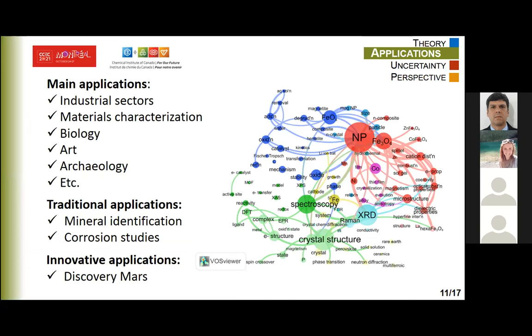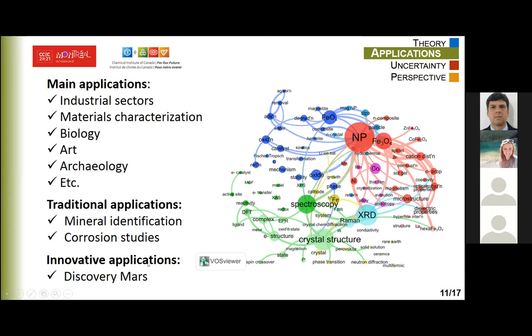Passing to the applications, it's clear that this technique finds application in particular in the characterization of materials containing magnetic cores, in particular magnetic nanoparticles. It is generally coupled with other types of spectroscopy, in particular XRD, Raman, and so on. It is particularly useful for the definition of crystal structures of different compounds. Here you find a list of the main applications of this technique, in particular in the industrial sector, material characterization, and so on. Now we will talk about the two traditional applications, mineral identification and corrosion studies. And we will show an innovative application.